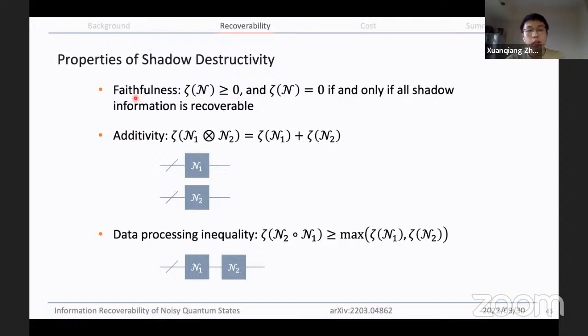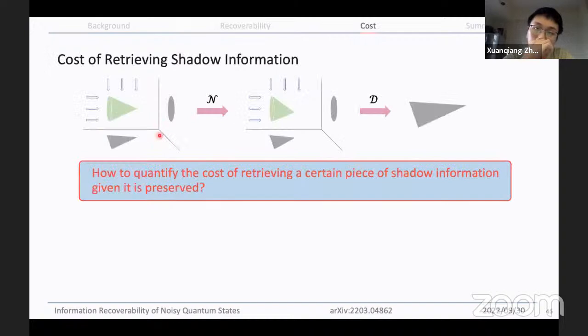It also satisfies additivity. Consider that we have different quantum channels acting on different subsystems. Then the global shadow destructivity is just the sum of local ones. Also, shadow destructivity satisfies the data processing inequality, which tells us that if we send the quantum states through more quantum channels, the destruction to the state's shadow information will only become worse. So those are the three properties of the shadow destructivity. And that's for the recoverability part, where we have a full characterization of the range of recoverable shadow information.